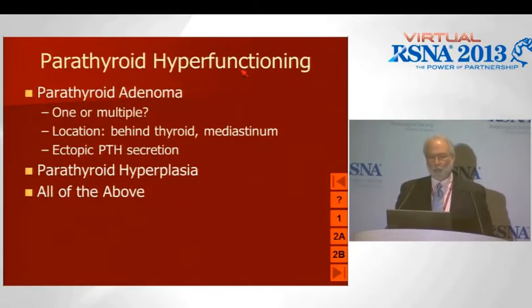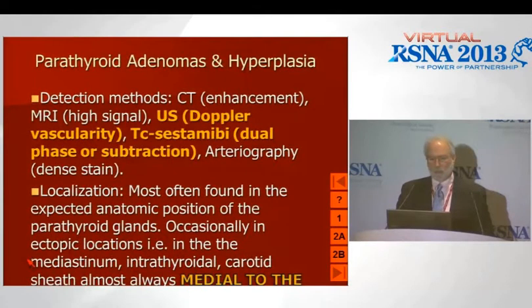The parathyroid is hyperfunctioning. How do we know that? Because parathormone is elevated and calcium is elevated. It's a very simple ratio. If parathormone is up and calcium is up, then something is wrong with that normal feedback loop. A lot of different imaging can be used. Ultrasound with Doppler can demonstrate vascularity.